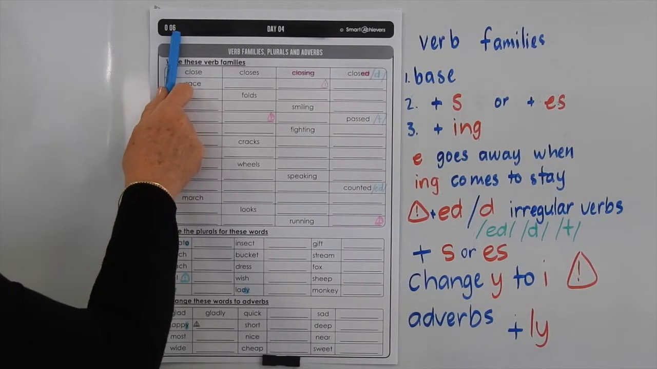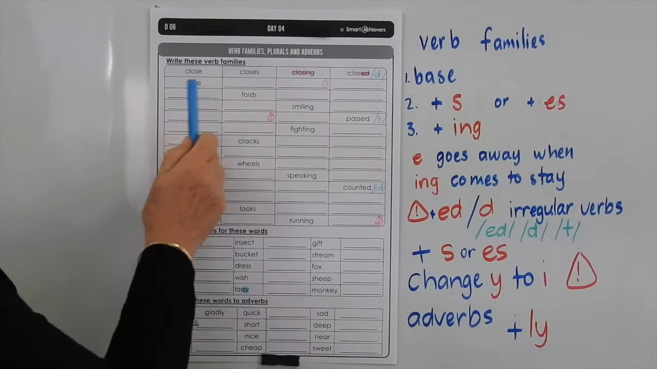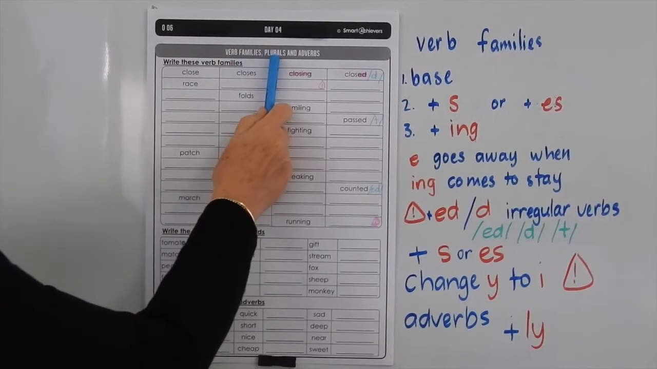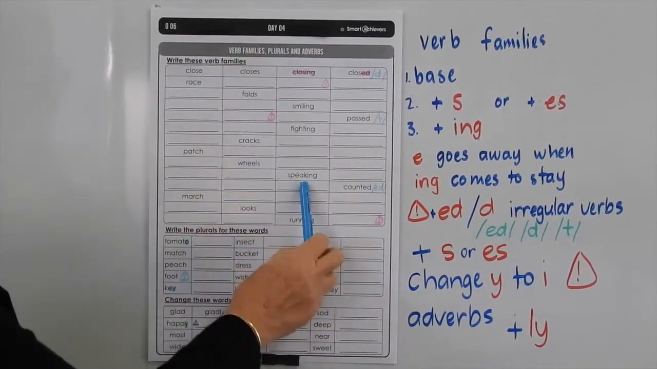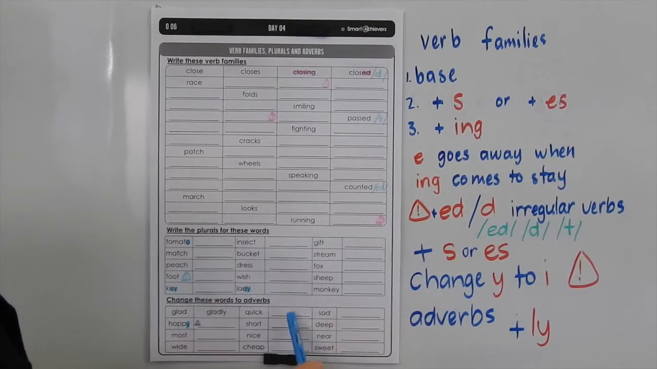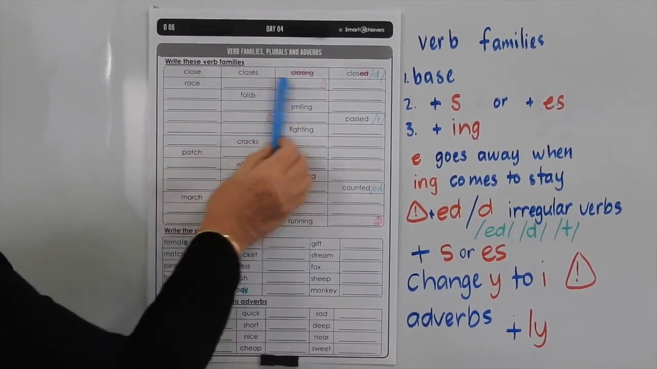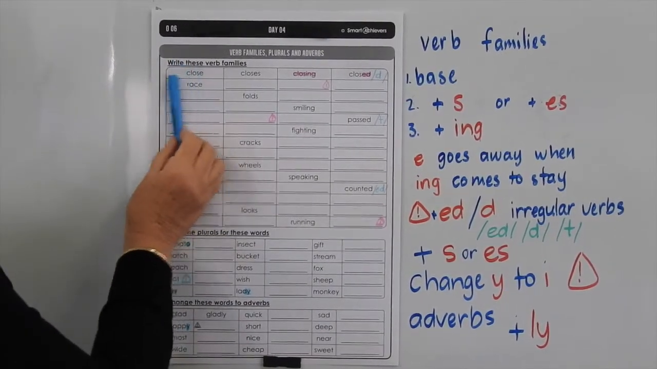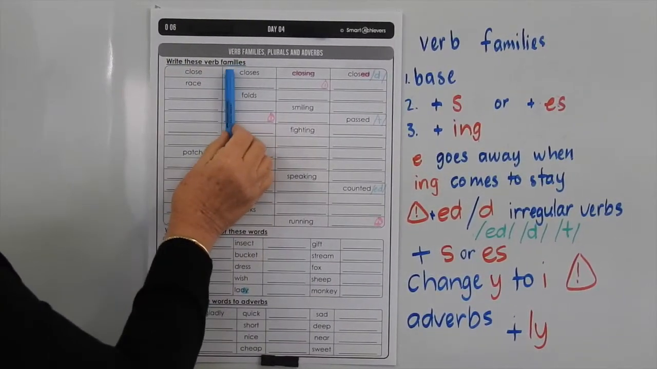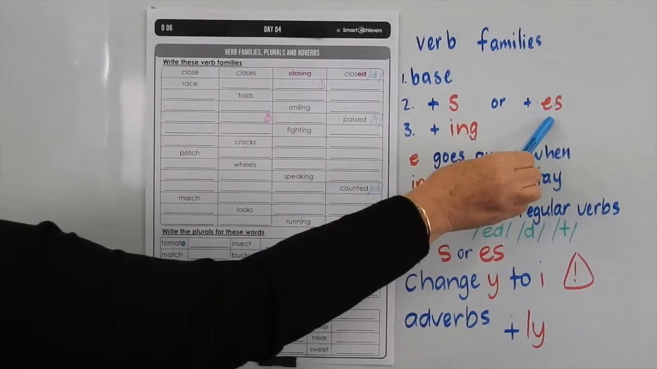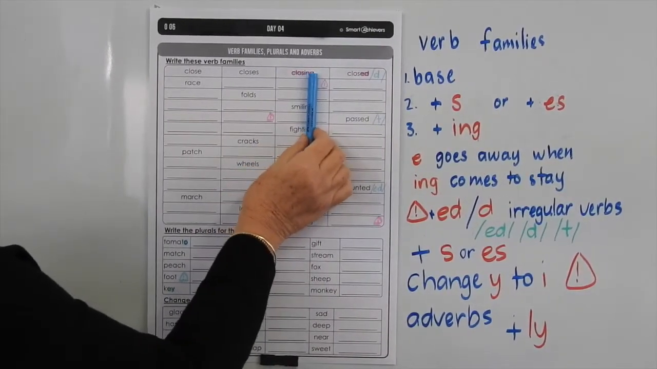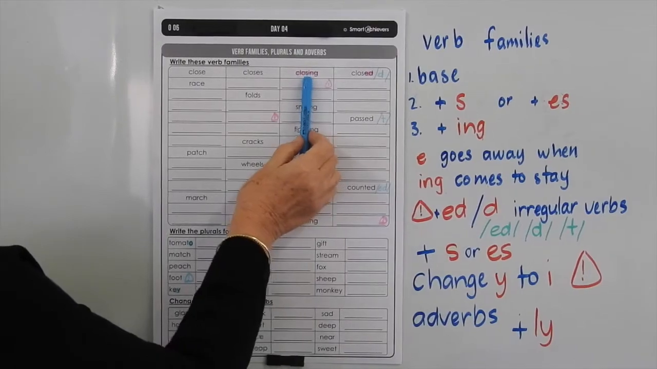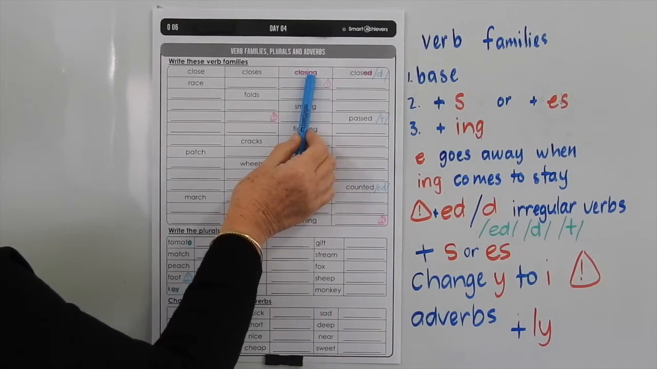This is level O, list 6, and we're doing the day 4 page, and it's about verb families, plurals and adverbs. So we've got verb families, plurals and adverbs down here. So you've done a lot of verb families and you should know the structure of this table. So here we're writing the base word. Here we're adding the S or the ES. Here we're adding the ing. And don't forget, sometimes you've got to take away the E before you add the ing.